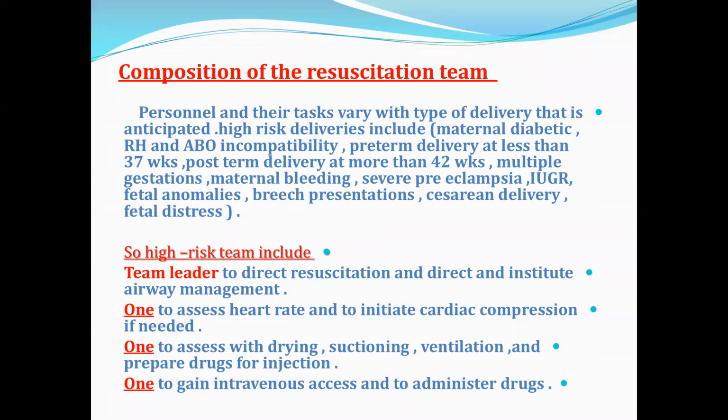So, high risk group deliveries include maternal diabetes, Rh and ABO incompatibilities, preterm delivery at less than 37 weeks, post-term delivery at more than 42 weeks, multiple gestation, maternal bleeding, preeclampsia, intrauterine growth retardation, fetal anomalies, abnormal presentation, cesarean delivery, and fetal distress. Each of these conditions needs special personnel to deal with its complications. So the high risk team includes at least 4 personnel.